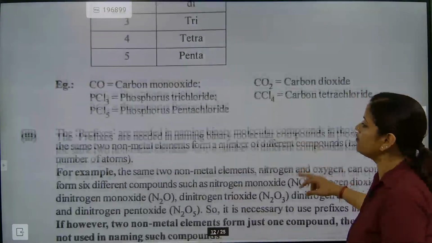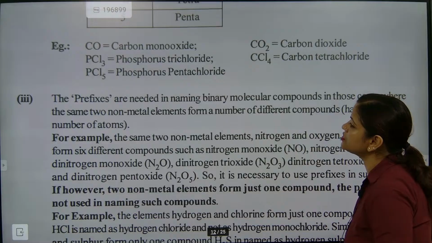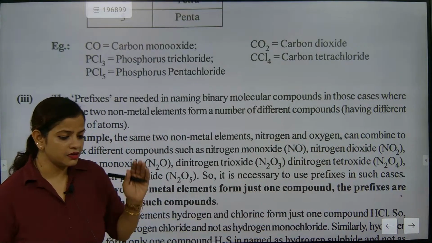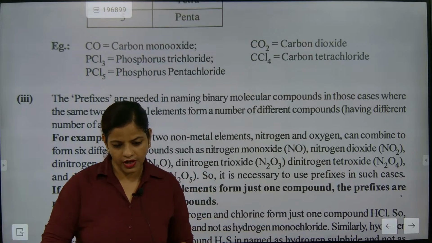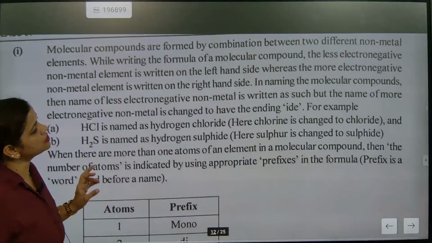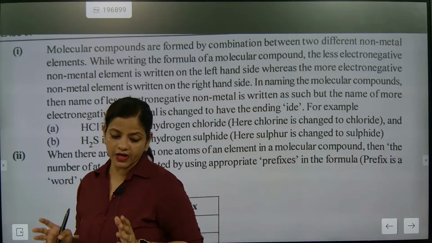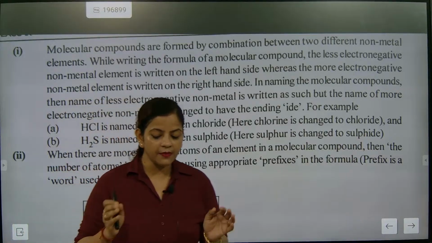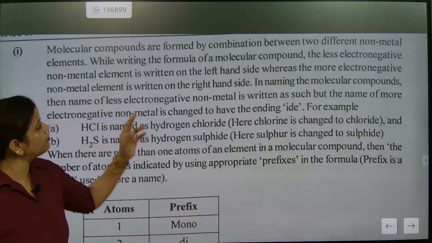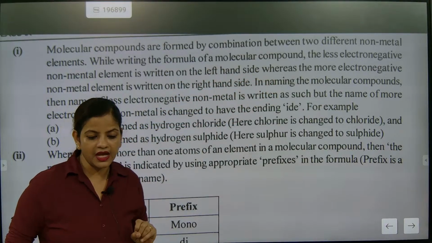Now we are going to go for the prefixes needed in naming binary molecular compounds in those cases where the same two non-metal elements form a number. So here you must remember these rules. One by one we will learn the rules very nicely, because these rules will exactly help in naming a chemical compound. You need to take some time and understand it very nicely. Got it?